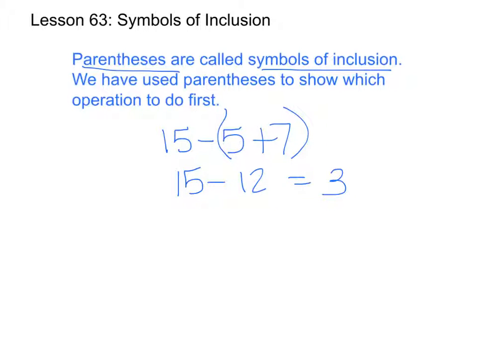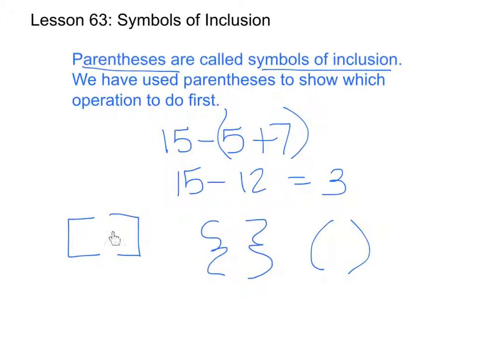We also might see other things in our equations today. These are called brackets, and these are called braces. Sometimes you'll get a combination of all three, brackets, braces, and parentheses, all in one problem. And you're going to see that in example 1. Where we start is always at the innermost. Let's take a look at example 1.